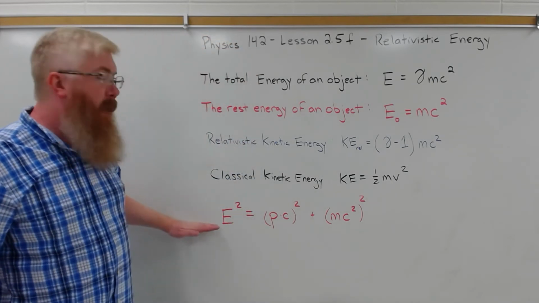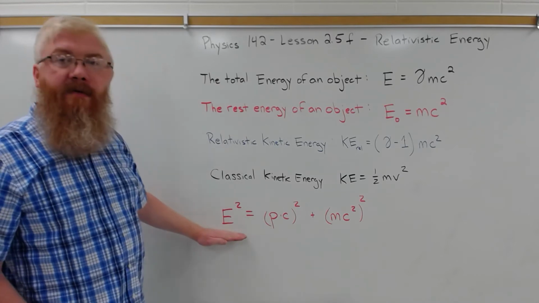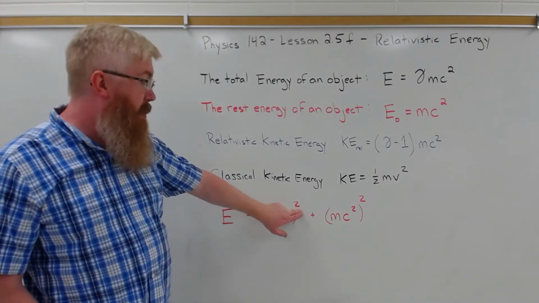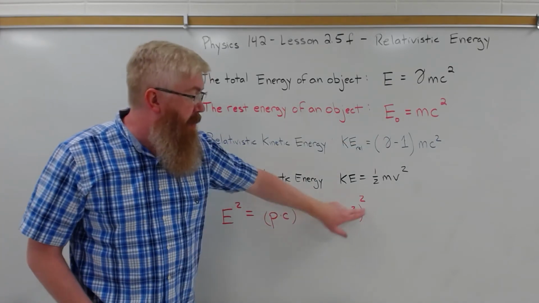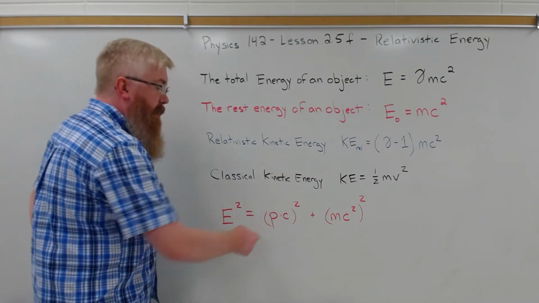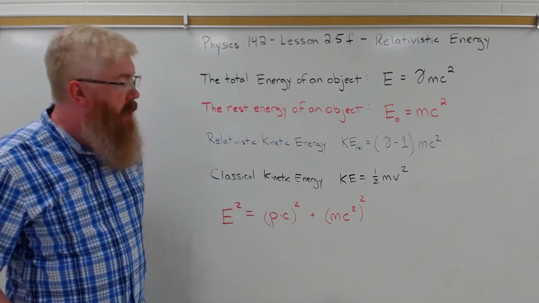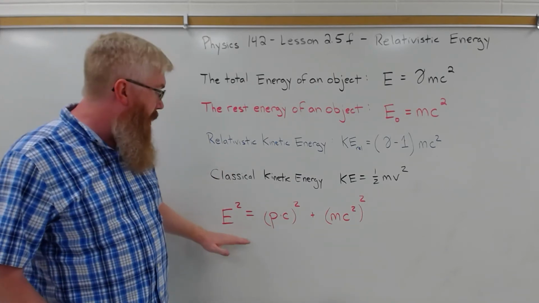And then finally, the equation shown at the end of this chapter: the total energy of an object squared is equal to the momentum times the speed of light squared, plus the rest energy, mc squared, which we have up there, squared. So this has an interesting result, which we'll talk about. We talk about photons and particles, subatomic particles later on.